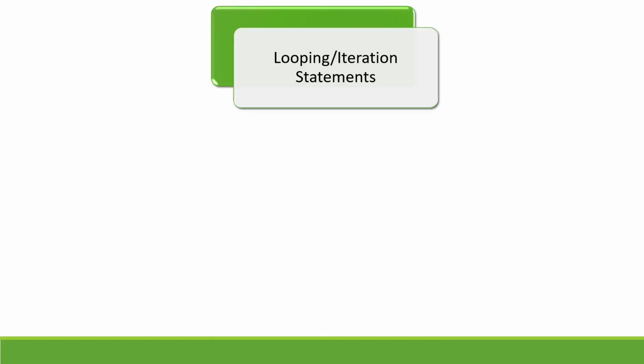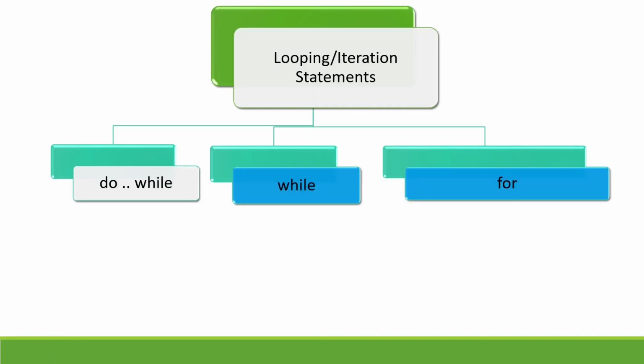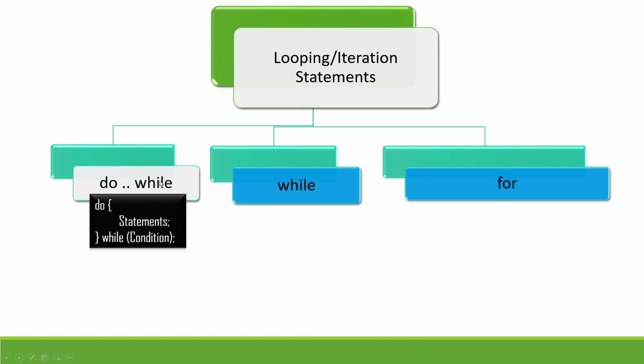Now we will discuss the looping or iteration statement, which is a repeating statement. Do while is the first loop, while is the second type of loop, for is the third type of loop. As per the do while syntax, it's not checking the condition initially. First it will execute some statements within the do block and then it will check for the condition.